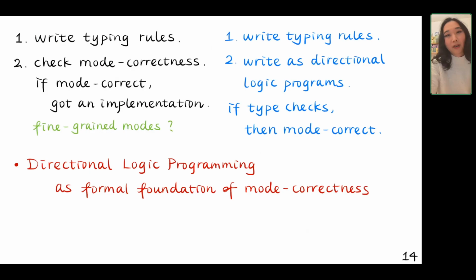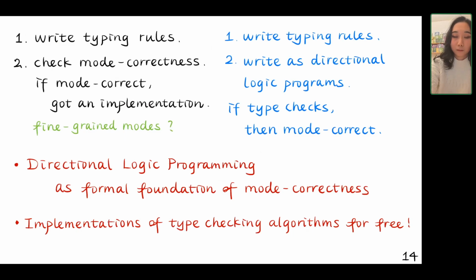And secondly, by writing one type checker for a directional logic programming language, from then on, we can just write some typing rules on paper. If they type check, great. Get an implementation out of it straight away because they're mode correct. So we get implementations of lots of type checking algorithms for free. So this is why we think it might be helpful to think of type checking as proof reductions in classical linear logic. So that's the end of the talk.